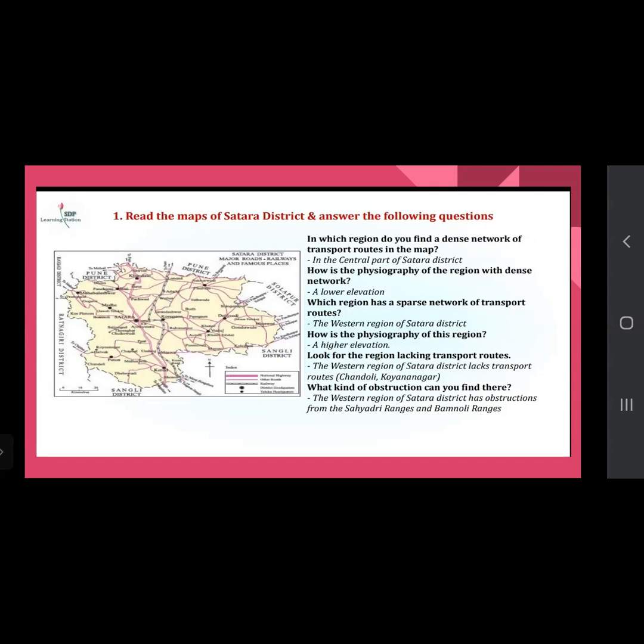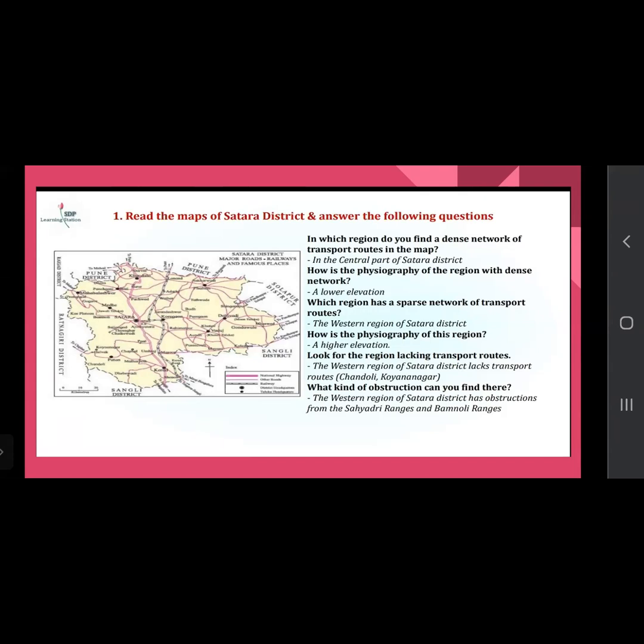Physiography of this region means the western region. How is it? It is high elevation. Look for the region lacking transport routes. The western region of Satara district lacks transport routes. For example, they have given Chandoli, Koyna, Nagar. So these are the regions which lack transport routes.